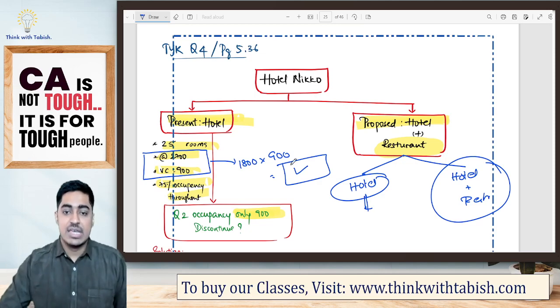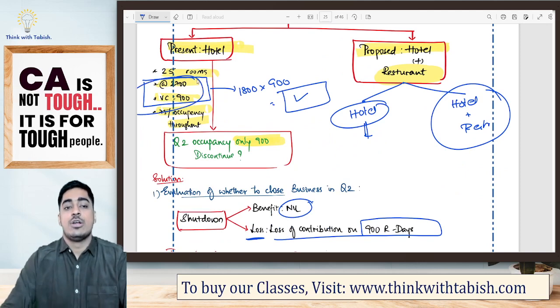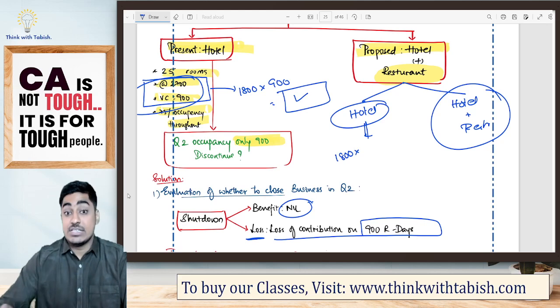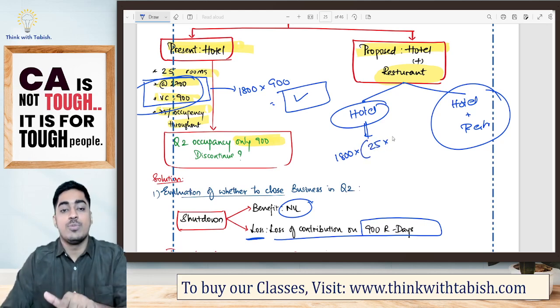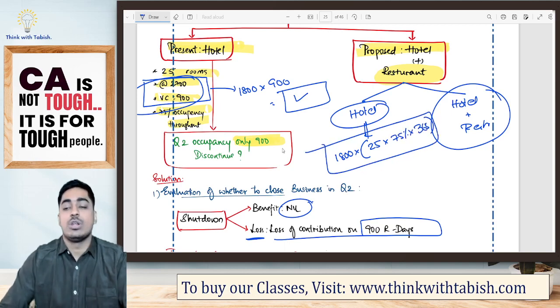As simple as that. Now, if I am running it only as a hotel, for one room day, how much benefit am I getting? 2700 minus 900, 1800 per room day. Like this, how many room days are there? There are 25 rooms. Will all rooms be occupied? No, only 75% will be occupied. This happens for 365 days in a year. This will be the total benefit.